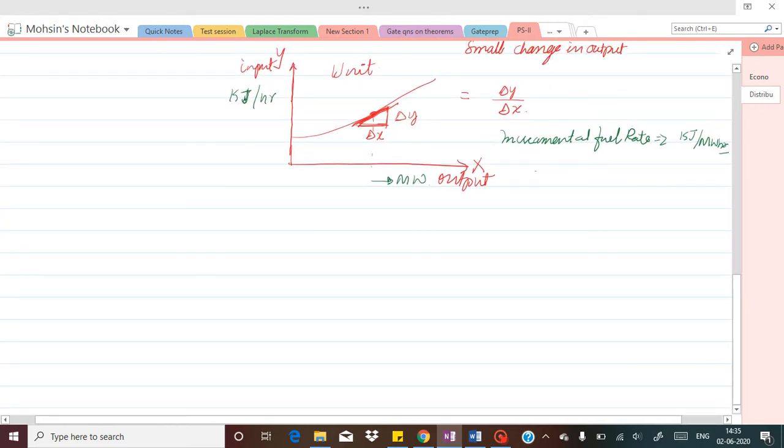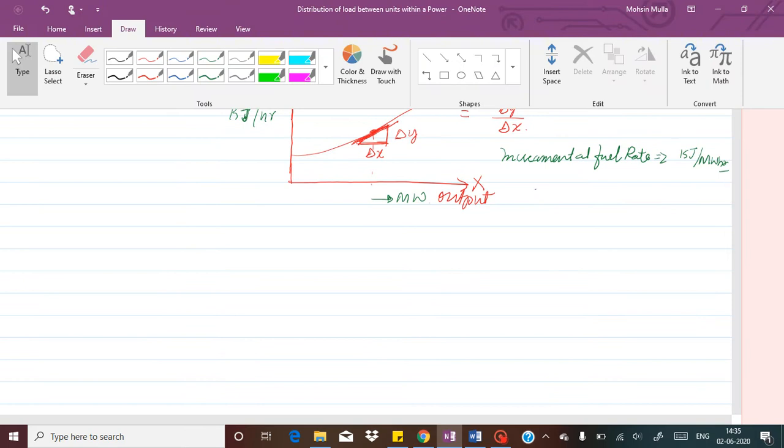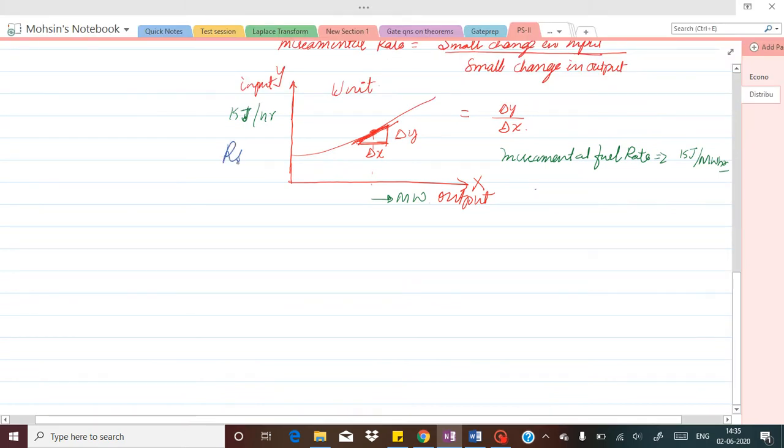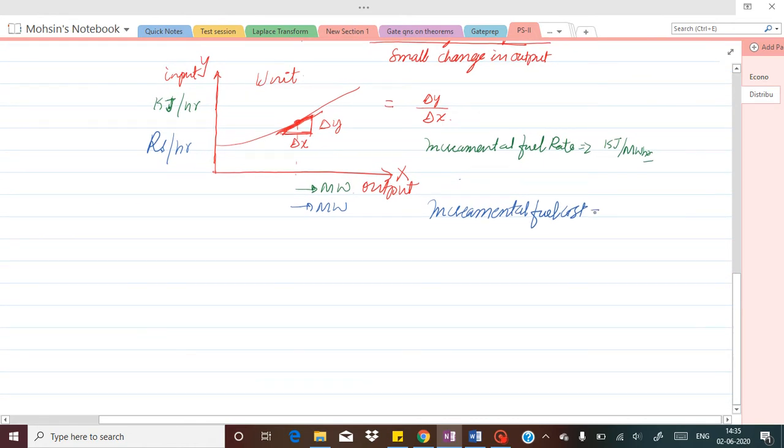If instead of energy the input is given in terms of rupees per hour, and the output is still the same megawatt, then what we write is the ratio of these two, the small change in the input to the small change in output, or also the slope of the curve. That slope will now represent the incremental fuel cost, and it will be represented in terms of rupees per megawatt hour.